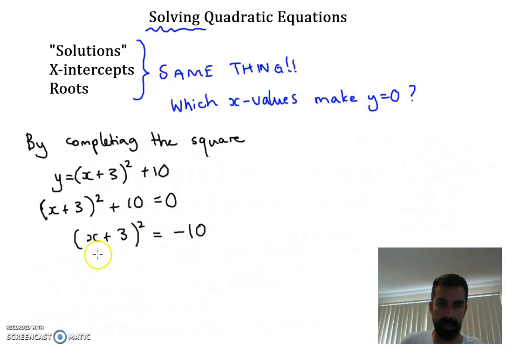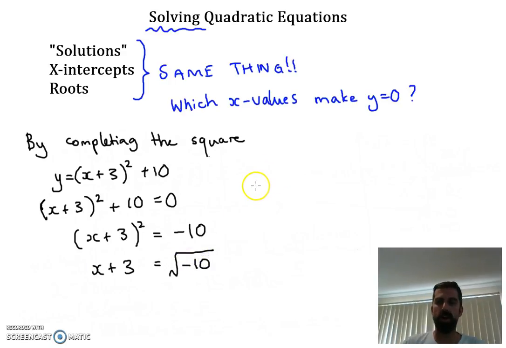Now, I can take the square root, but I'm going to run into problems because as soon as I go x plus 3 equals square root of negative 10, we can't take the square root of a negative number and get a real answer. We can get an imaginary answer, which is a concept for another day, but we know that we can't take the square root of a negative number. If you put that into your calculator, you'll get an error. And that's because you can't take the square root of a negative number. So in this case, there are 0 solutions.